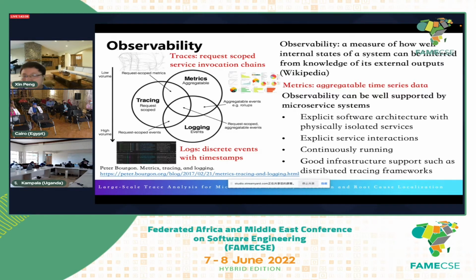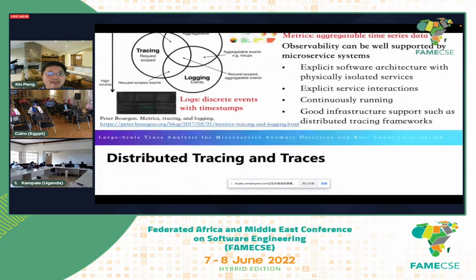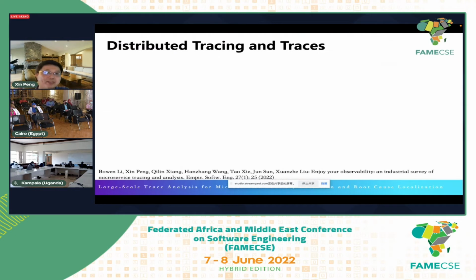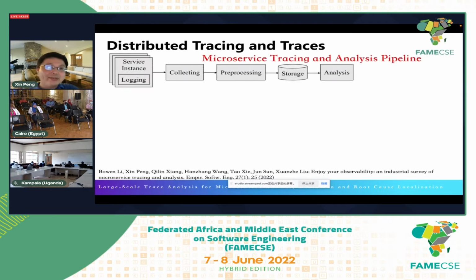For example, according to our experience and our collaboration with industry, I think most large-scale industrial microservice systems have deployed their own infrastructure, for example, for distributed tracing. Based on this infrastructure, we can easily get different kinds of observability data, for example, logs, traces, and metrics. Among the three pillars of observability, I think distributed tracing is very important because it records the execution flow of a request through different services, and it can also link the other two kinds of observability data, that is, logs and metrics. Usually for an industrial microservice system, a tracing and analysis pipeline will be deployed to collect, process, and analyze the traces.